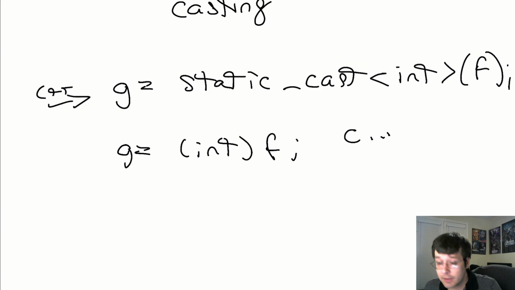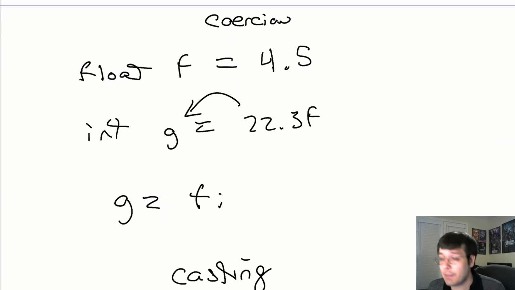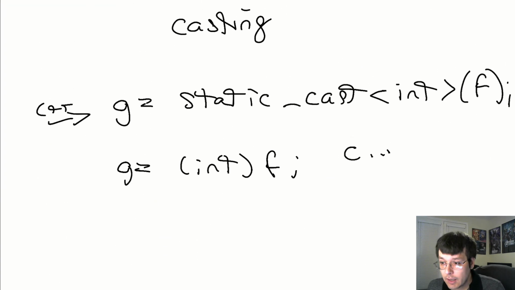Casting is explicit, coercion is implicit, meaning that casting you do yourself because you want to do it, coercion happens automatically. So just like you cast integers to floats or floats to integers, whatever it is you're casting, you can also cast pointers.